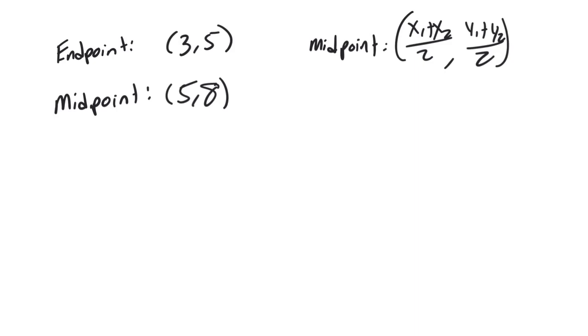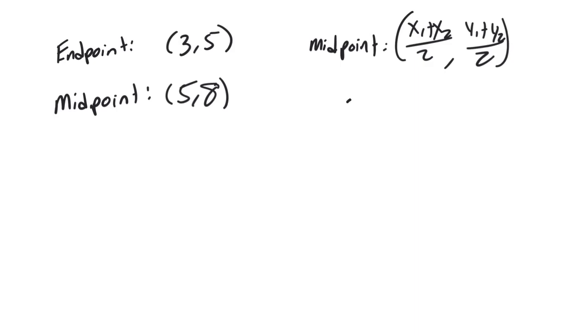So if we wanted to find the endpoint that is missing, then what we would want to do is multiply the x value by 2 and then subtract the endpoint that we have. And then the same thing with y. We would want to multiply the y value by 2 and then subtract the endpoint we have. And I mean, we can do that. It's not a big deal.